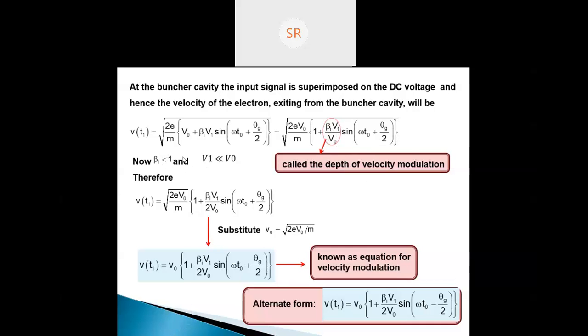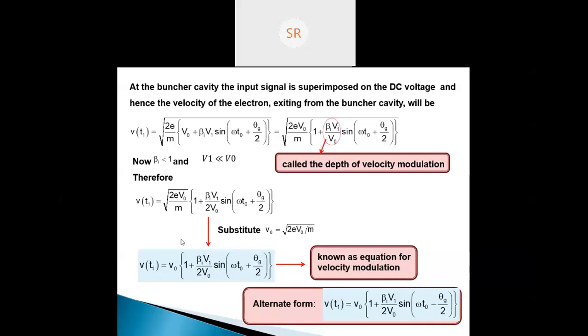And if V1 is very, very small, we can say that beta 1 V1 by V0 is much less than 1. Therefore, if we solve V of T1, we get an expression under the root. We continue here, use this expression and take this common. Substitute V0 is equal to under root of twice e V0. If we solve it, we get V of T1 is equal to V0 times 1 plus this depth of modulation factor, times sine of omega T0 plus theta g by 2. That is called velocity modulation, or this equation is called the velocity modulation equation.